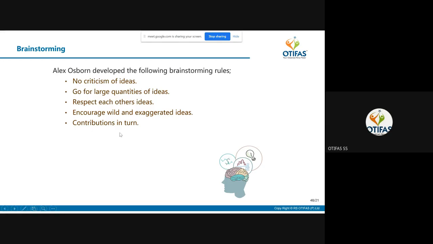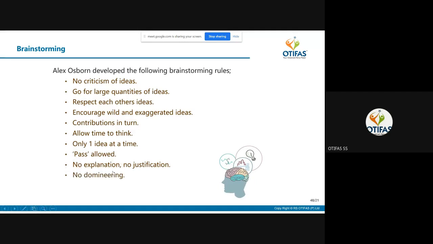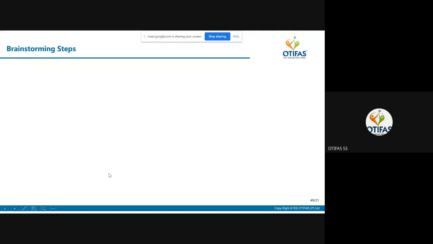Then another one's contribution in turn. Allow time to think. One idea at a time. Pass aloud. So no explanation, no justification. When people start elaborating, stop them. Don't explain now, no justification now, just tell me your points. Note down the point. Justification, elaboration, and explanation will be done in the second phase of the brainstorm. Our idea is getting maximum ideas in a short period of time.